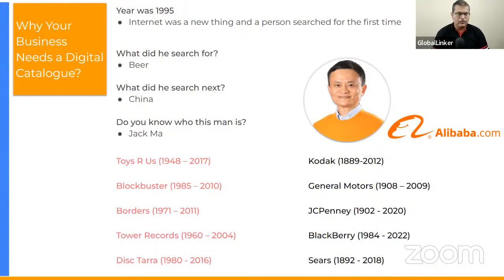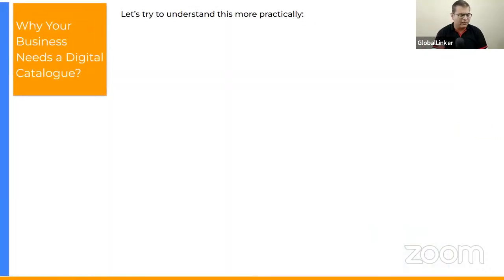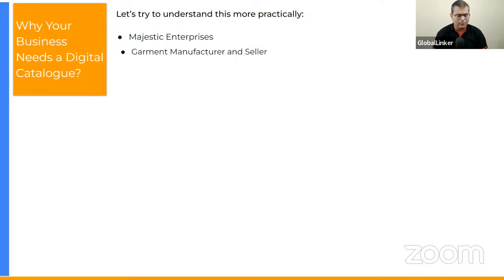All right. So let's move on to the next slide. This is where I'm going to help you understand it a little more practically. So this is where we have taken a hypothetical business called Majestic Enterprises.